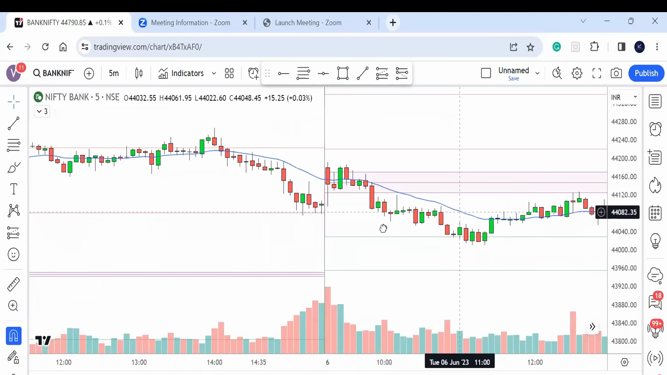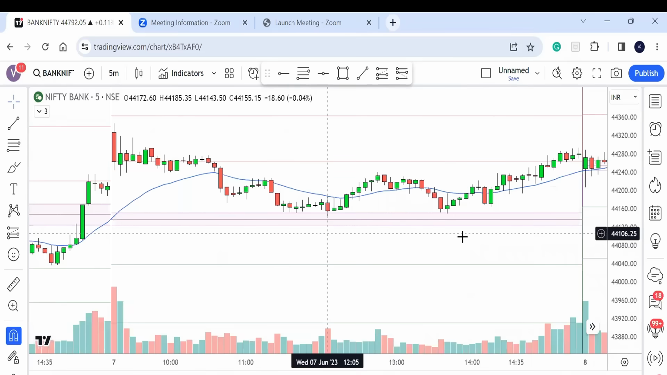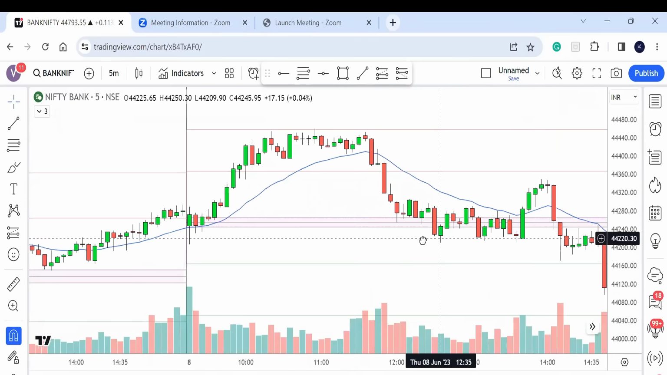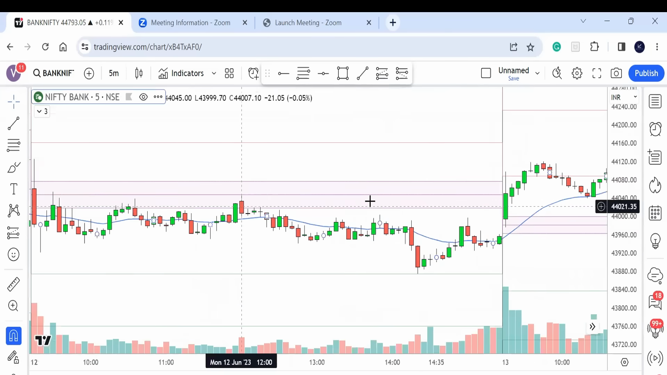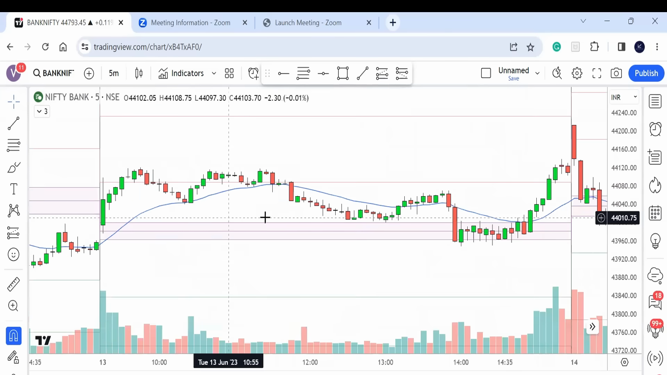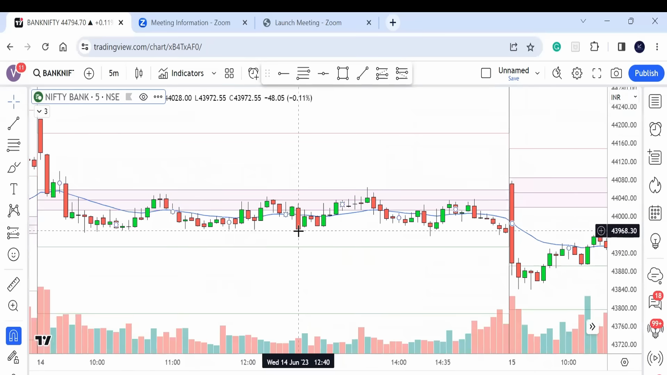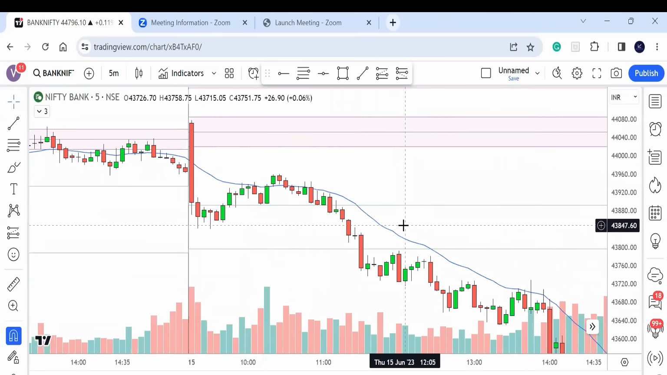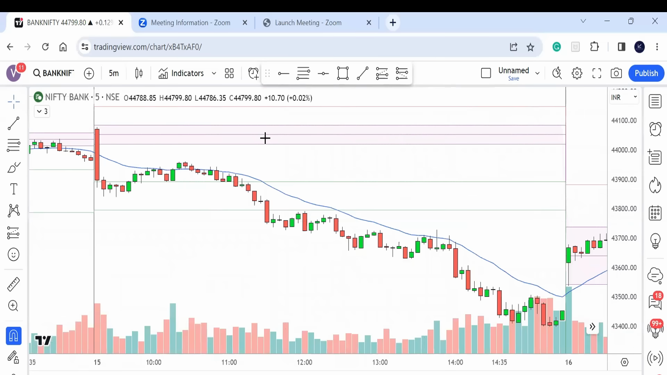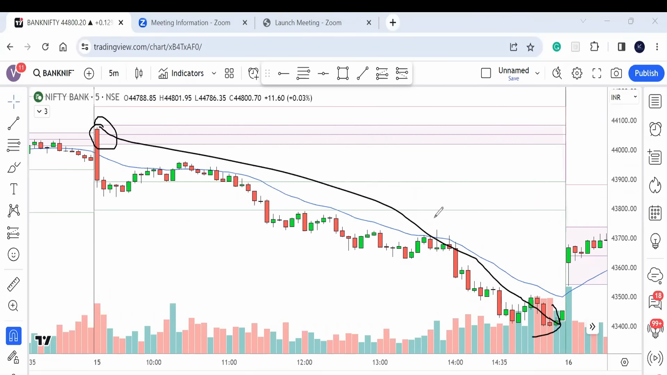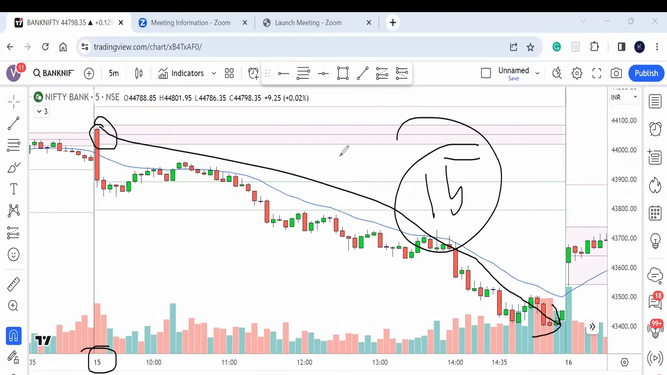June 5th is a sideways day. June 6th is a sideways day. June 7th is a sideways day. June 8th is a reversal day. June 9th is a reversal day. June 10th is a sideways day. 13 June is a sideways day. 14 June is a sideways day. 15 June is a trending day. Alright, you can see that 15 June is a trending day. That means in the entire June month, the first trending day came on which date? 15th of June.